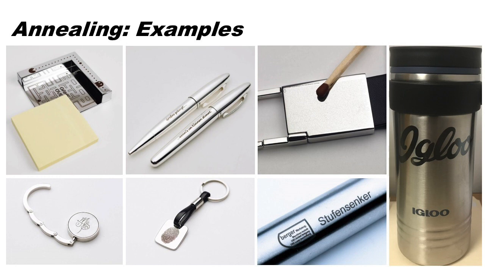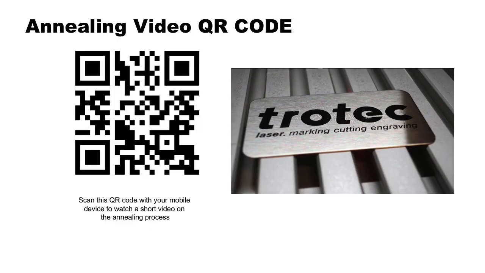It is also ideal when bacteria is involved, such as in the medical industry, because when there's no actual surface removal and the metal is still polished on the surface, it gives that clean surface and the inability for bacteria to typically grow. If you would like to see an annealing process done, please scan this QR code with your mobile device and watch a short video on the annealing process utilizing a fiber laser.